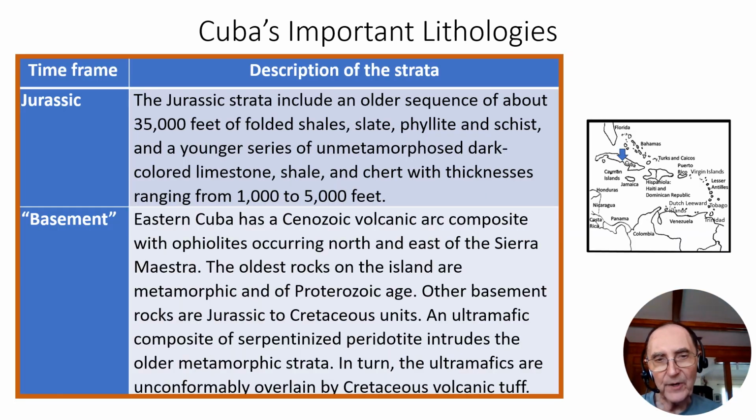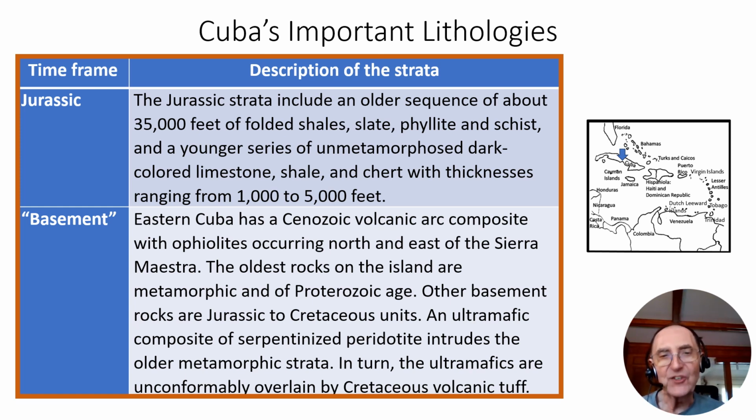Okay, now let's have a summary of the important lithologies that we find in Cuba. We'll start with the so-called basement. The oldest rocks on the island are, as I told you before, metamorphic and of Proterozoic age. Other so-called basement rocks are Jurassic to Cretaceous units. An ultramafic complex of serpentinized peridotite intrudes the older metamorphic strata, and in turn the ultramafics are unconformably overlain by Cretaceous volcanic tuff.